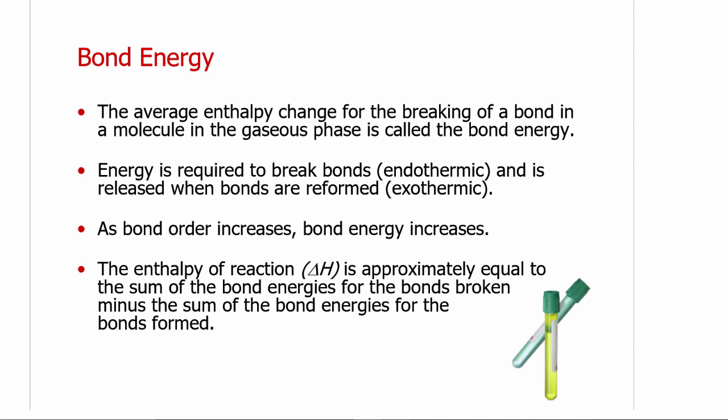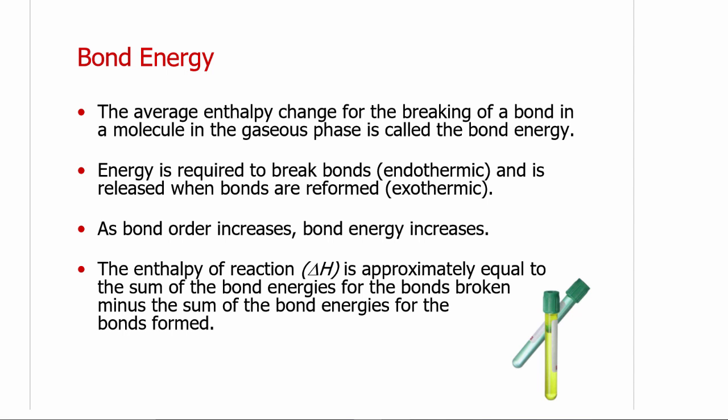And then what we say is that the enthalpy of reaction, the delta H, is approximately equal to the sum of the bond energies for the bonds broken minus the sum of the bond energies for the bonds that are formed. Yes? So if the bonds that are formed are exothermic and the bonds that are broken are endothermic, and an exothermic is normally negative, wouldn't the enthalpy change always be positive, since subtracting a negative is always going to be like adding?